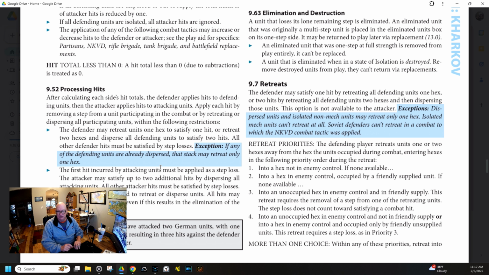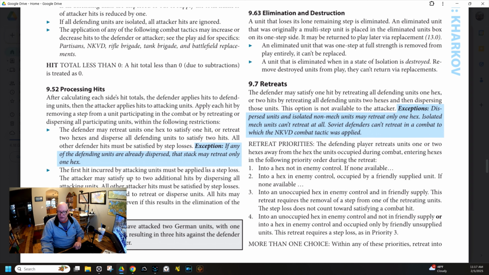This retreat requires a removal of a step from one of the retreating units. The step loss does not count towards satisfying a combat hit. Or into an unoccupied hex in enemy control and not in friendly supply, or into a hex of enemy control and occupied by a friendly unsupplied unit. This retreat requires a step loss, as in priority 3.